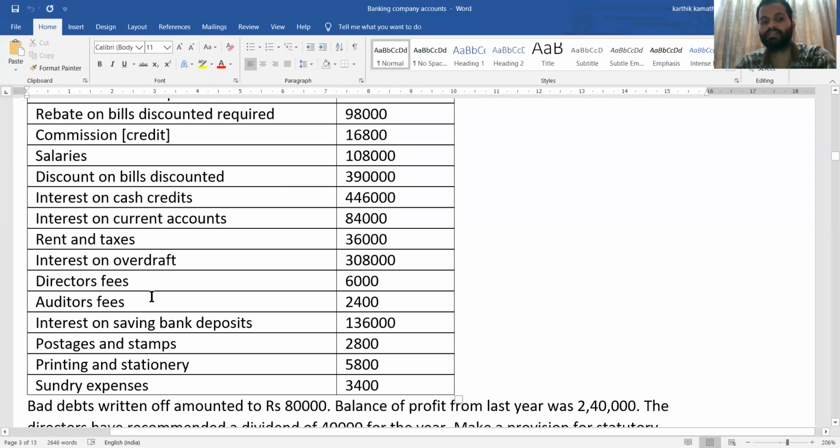Director's fee, schedule 16. Auditor's fee, schedule 16. Why? Because it is an operating expense. Interest on saving bank deposit, that is schedule number 15. It is an expense to the bank. The bank is giving interest to the customer. Postage and stamp, schedule number 16. Printing and stationery, schedule number 16. And sundry expenses, again schedule number 16. These are operating expenses, whatever you are going to write in schedule number 16.